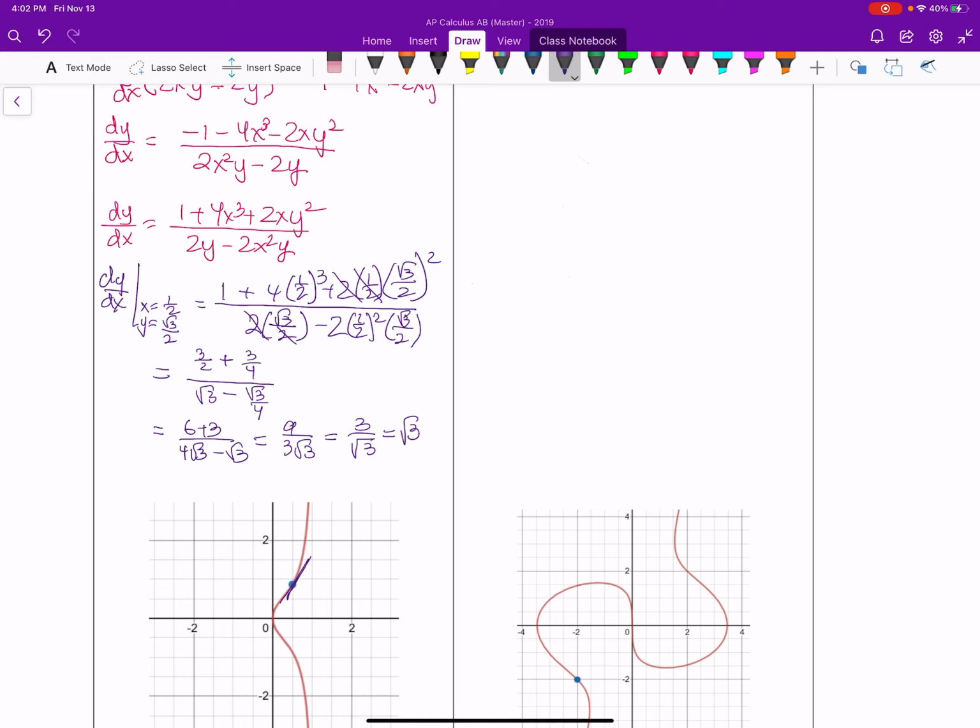Around a slope of 2, which makes a little less than 2. I'm getting 1.732. So between a slope of 1 and 2, closer to 2, which seems reasonable to me here.